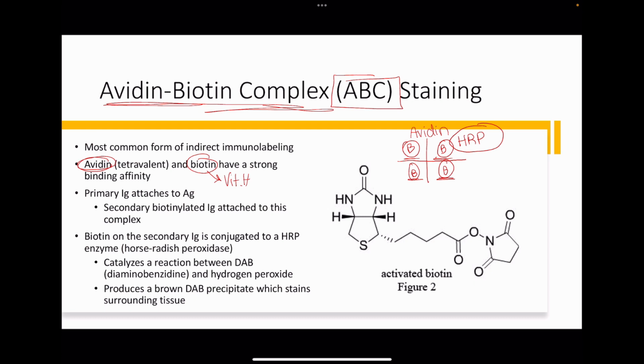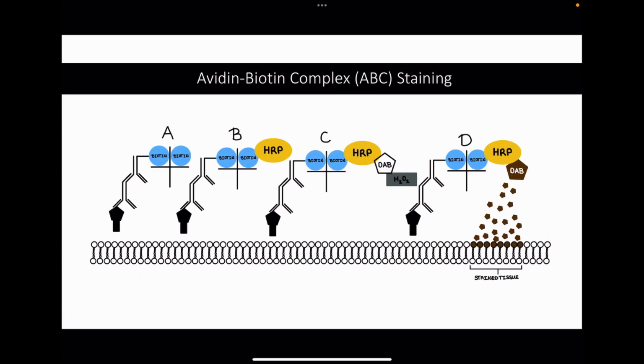So we have a primary antigen that's first attached to the immunoglobulin, or vice versa, and then we have a secondary immunoglobulin that has this avidin biotin complex. Usually it's about 2 biotin molecules, not all 4 are hooked up. Then this attaches to the primary antigen, and it calls upon HRP, which will catalyze a certain reaction.